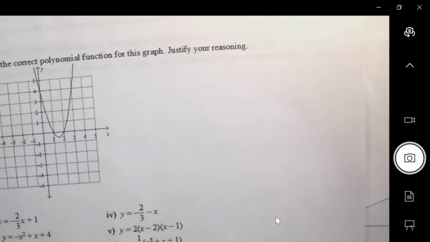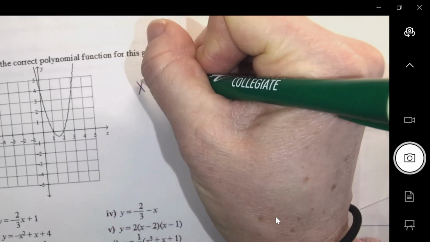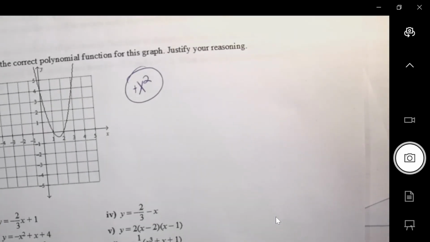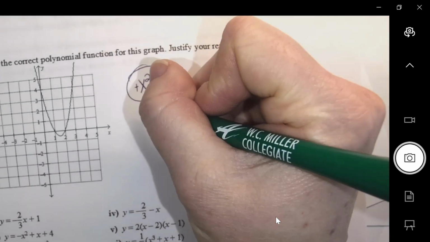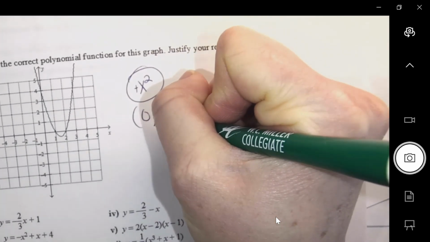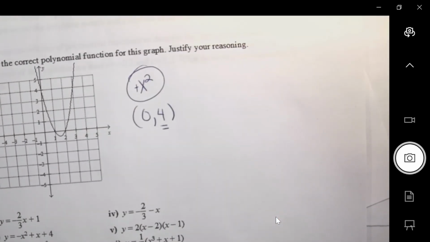Okay, identify the correct polynomial. So which function is this one called? Quadratic. I'm looking for something with a positive x squared in it. And I'm also looking for something, if I plugged in 0, it needs to get a 4 out. Those are the 2 things I'm looking for.